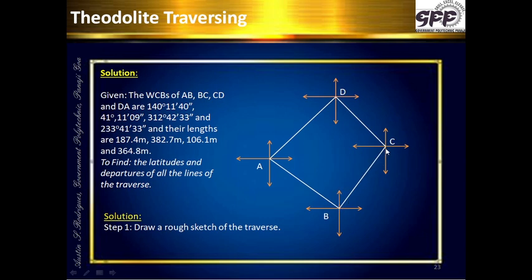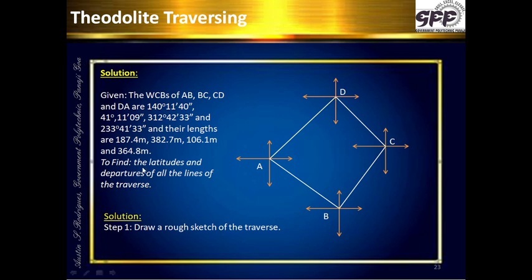I've got the point C. At the point C, I've got the next angle as 312 degrees 42 minutes 33 seconds. So from here I have got that. So then I have drawn this, and at the point D I have got the angle as 233 degrees 41 minutes 33 seconds. So I directly join it over here. Please remember, this is a rough sketch of the traverse, not the final sketch.